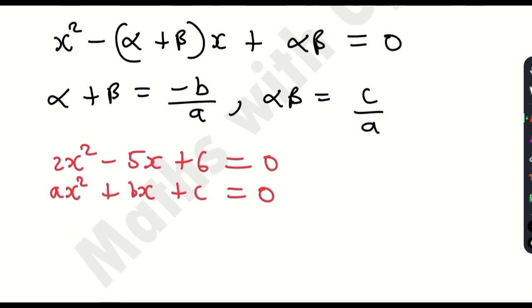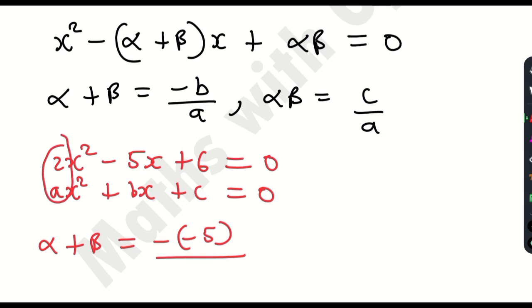Now, let's get alpha plus beta. So alpha plus beta will be equal to minus b over a. So that's minus, what is b? See this now, b is negative 5. So I'm going to write negative 5 here over, what's a? A is 2. If you compare, a is 2.